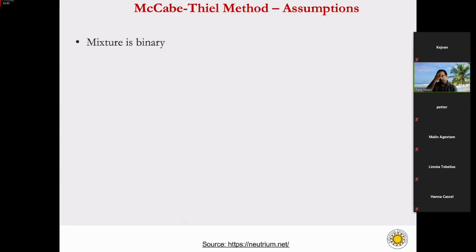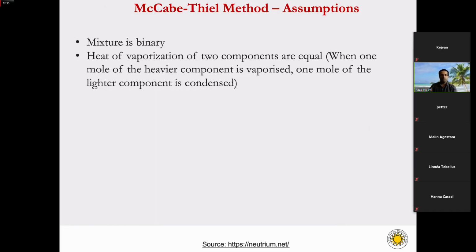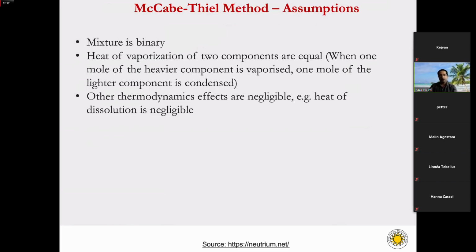So first, we have to make certain assumptions. Normally, this method can be used when we have a system which is binary, or the mixture is binary, so it contains two components. The heat of vaporization of the two components is equal. Other thermodynamic effects are negligible, like heat of dissolution.